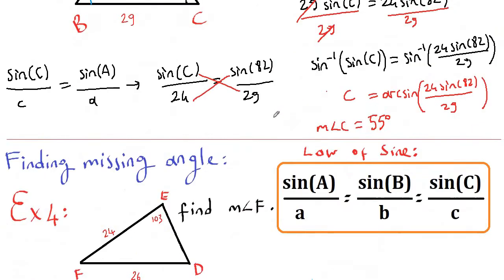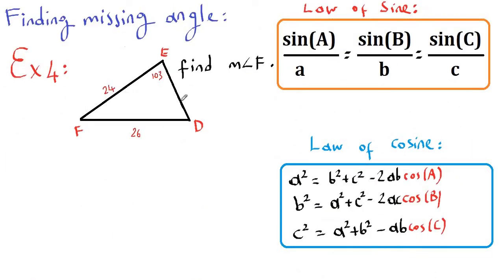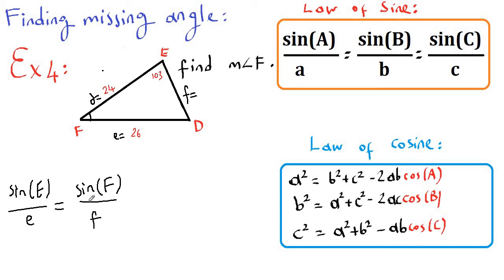Let's check problem 4. This time we're looking for missing angle again. Let's set up the ratio. We're looking for angle F, and side F is not given either. Side D, side E. So this angle and side pair is given, so let's use sine of E over side E is equal to, because we're looking for angle F, we need to include this in our formula. Sine of F over F. But we don't know both angle F and side F, so we need to find first side F.